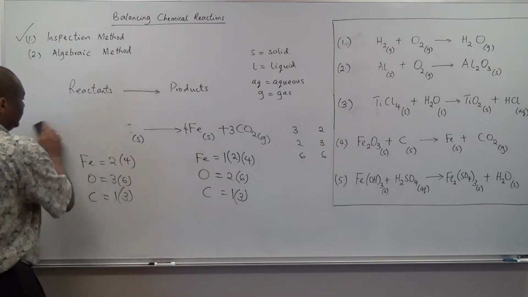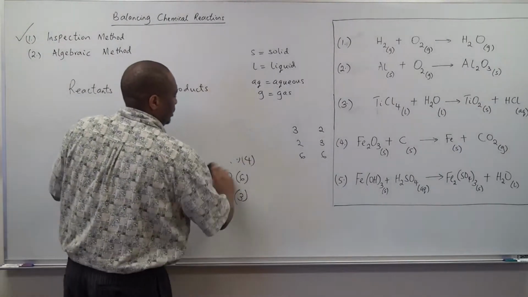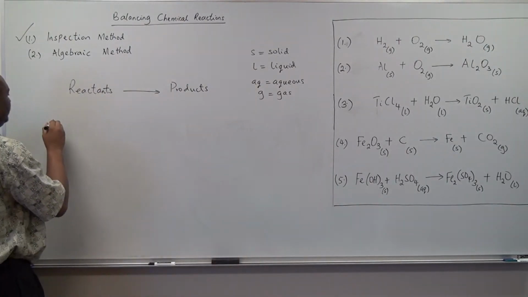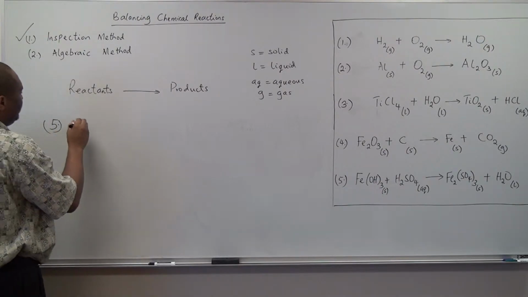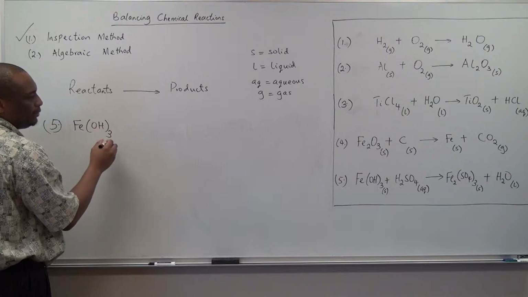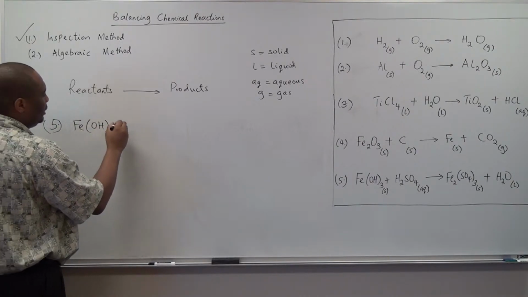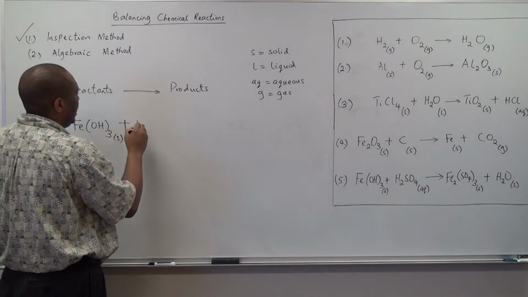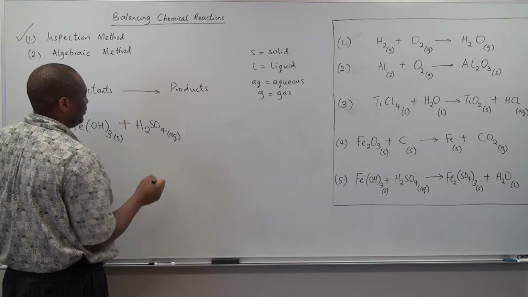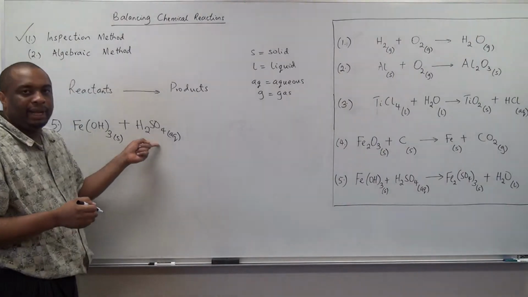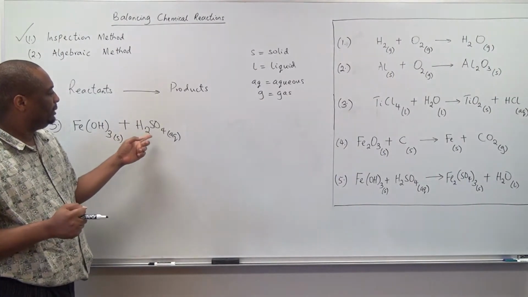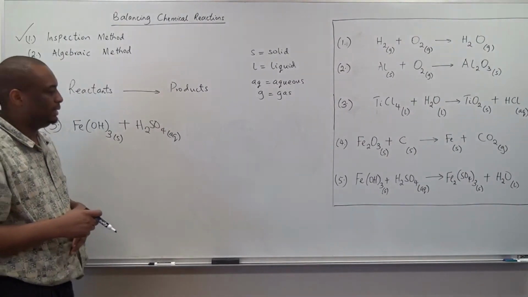Alright. The last one that we shall do in this video is number 5. Iron 3 hydroxide, solid, combined with aqueous tetraoxosulfate 6 acid. This is what we call sulfuric acid. The old name is sulfuric acid. The new name is tetraoxosulfate 6 acid.